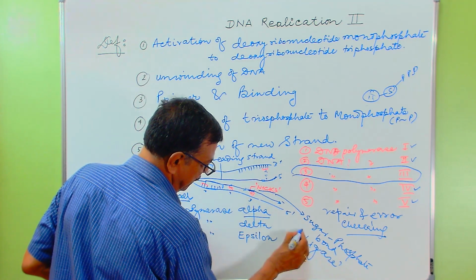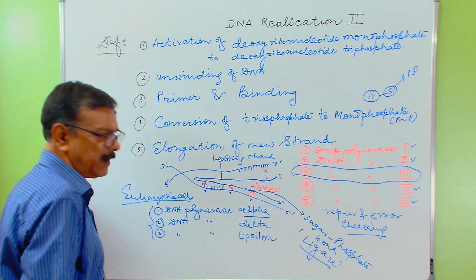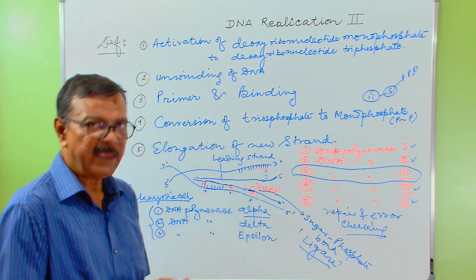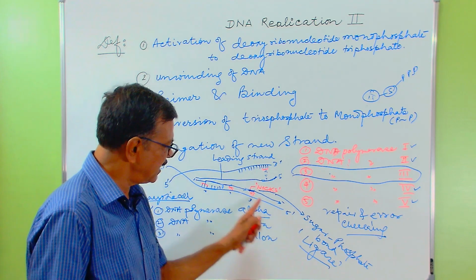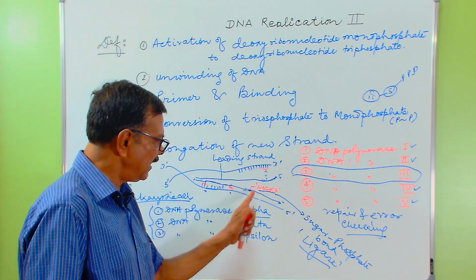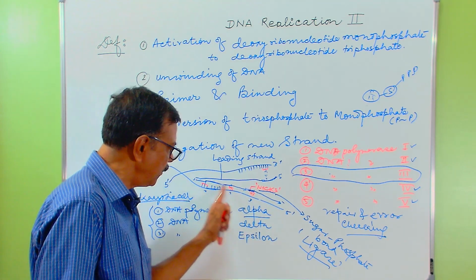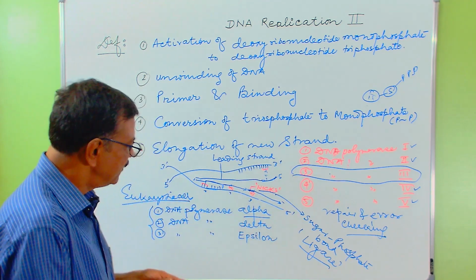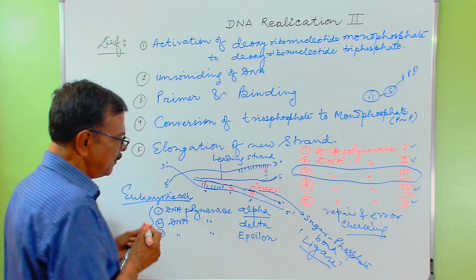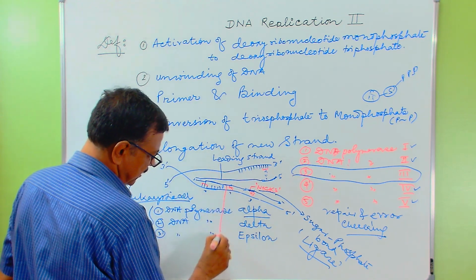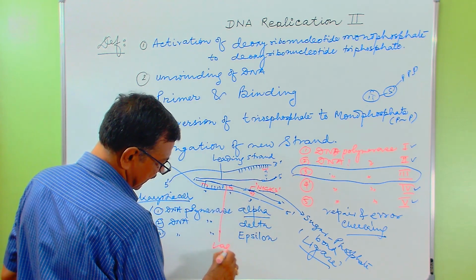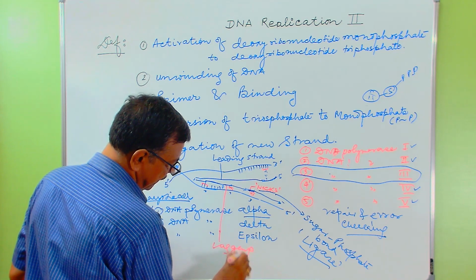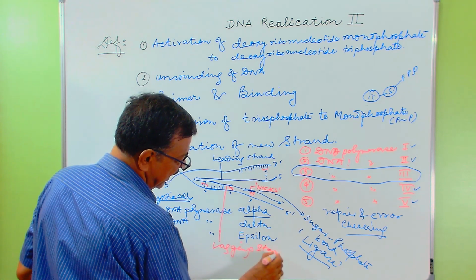L-I-G-A-S-E, ligase enzyme. It is a replication machinery enzyme. This ligase enzyme fills here and it forms the sugar phosphate backbone of the lagging strand. This is the leading strand, and this one is known as the lagging strand.